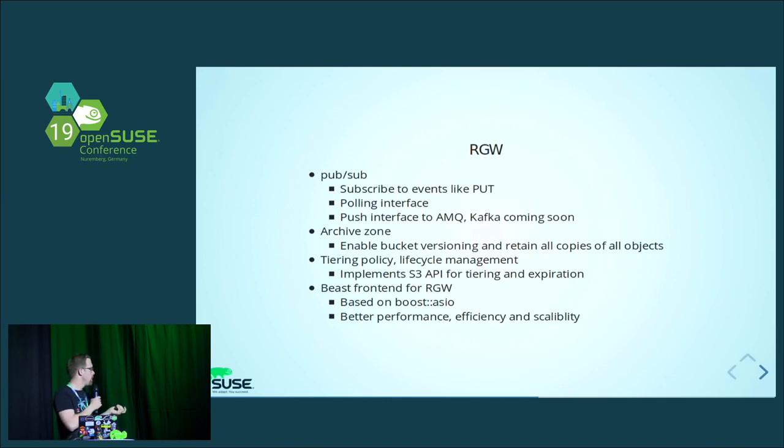And the RGW front end changed again. First of all, it was Apache, then it was CivetWeb, and now it was replaced by Beast. Again, as I said, of course, better performance and efficiency in everything. What else? Why should we change?